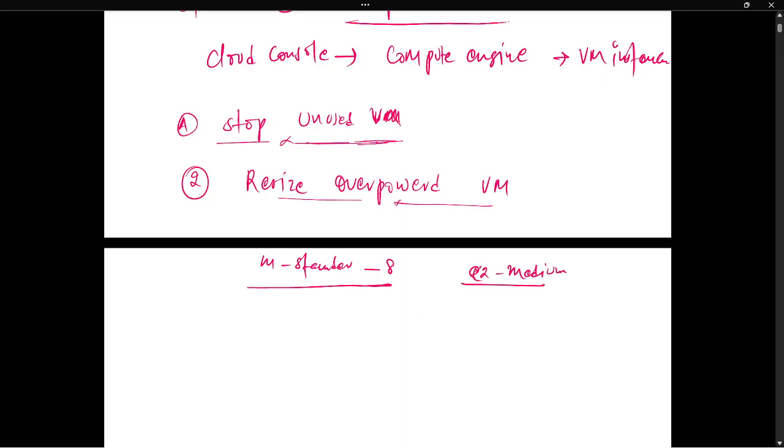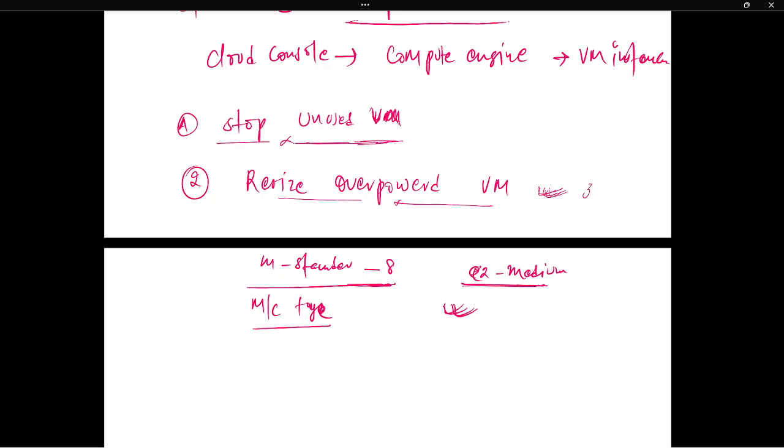So what you have to do is go to the virtual machine, click edit, and change the machine type from N1 standard 8 to E2 medium, and start it again. If you are resizing your overpowered VM, you are definitely decreasing your cost by 30 to 60% in the case of your virtual machine.